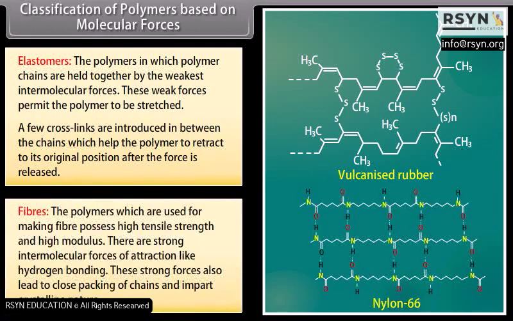Fibers. The polymers which are used for making fibers possess high tensile strength and high modulus. There are strong intermolecular forces of attraction, like hydrogen bonding. These strong forces also lead to close packing of chains and impart crystalline nature. For example, nylon 66.